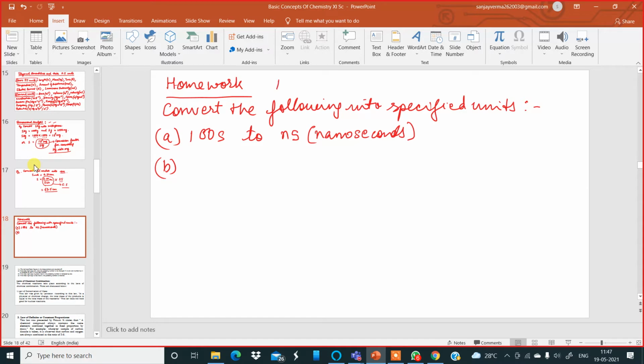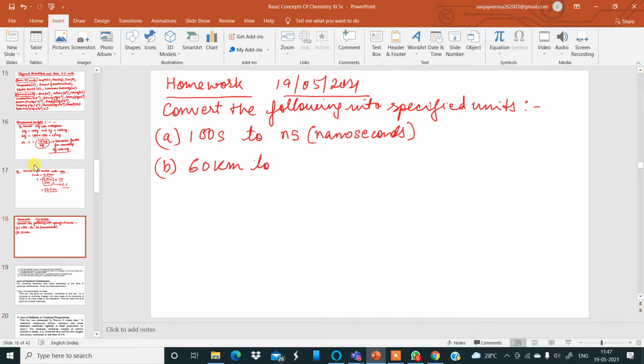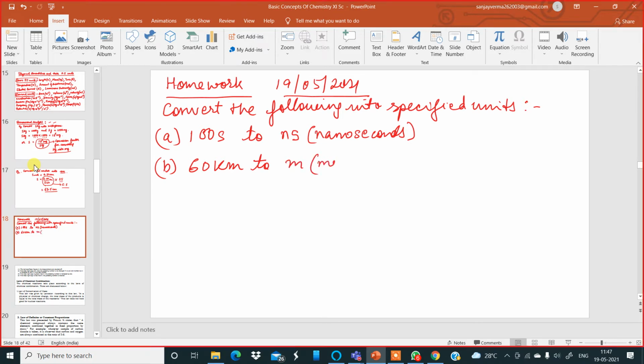Convert 100 seconds to nanoseconds. Number B, convert 60 kilometer into meter. M means meter. Number C, convert 200 kilogram into milligram. mg means milligram.